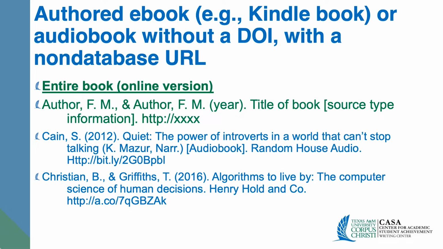Let's say that the source you're using is an authored ebook like a Kindle, or an audiobook, without a DOI, with a non-database URL, meaning you didn't get it from one of the library databases. The first couple of bits of information don't change. You're going to have the author, the first initial and the middle initial. You're going to have the year in parentheses. Each section is going to be separated by its own punctuation.